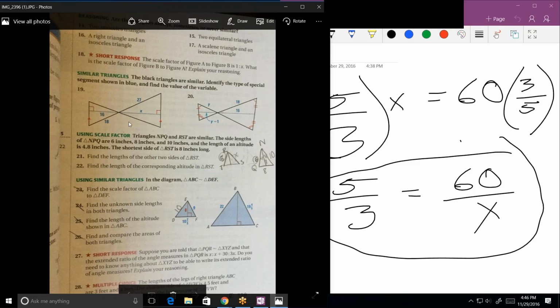So what's the similarity ratio, or scale factor, excuse me. So, wouldn't it be 3 to 2? Okay. And how do you figure x? 24. In other words, 3 halves times 16.